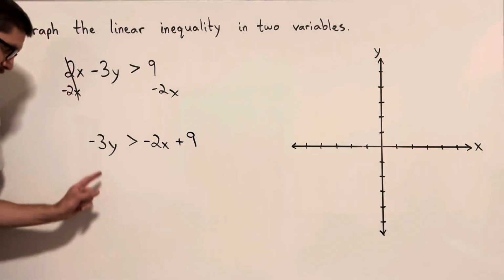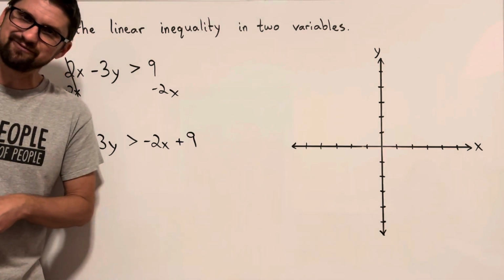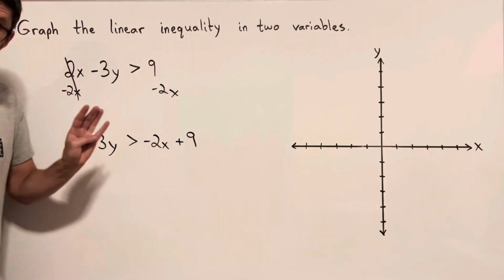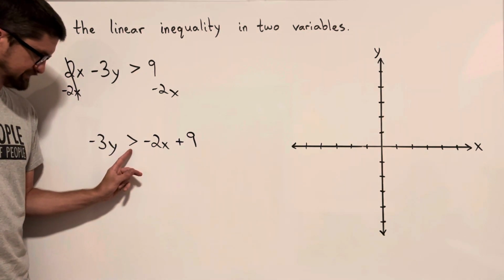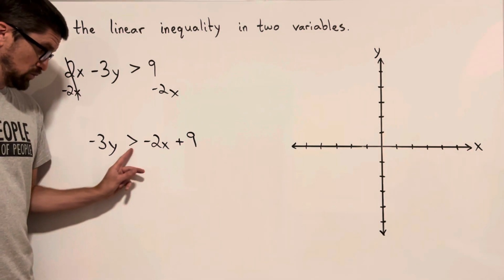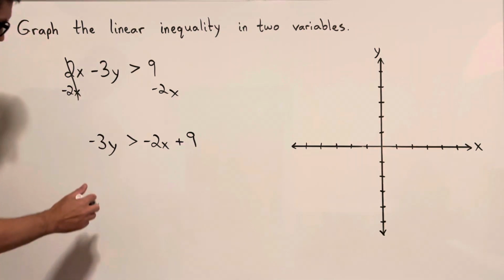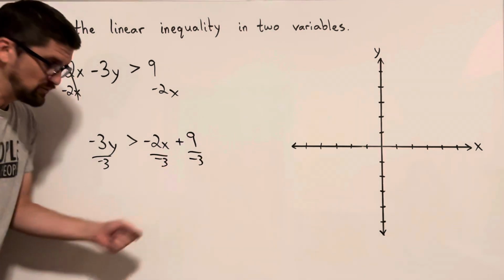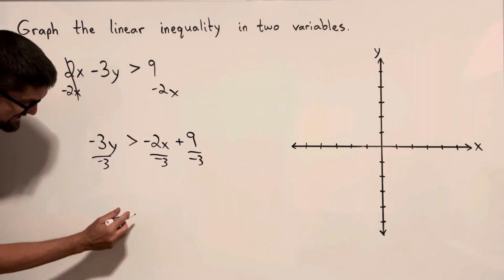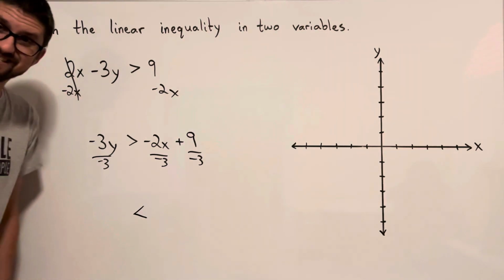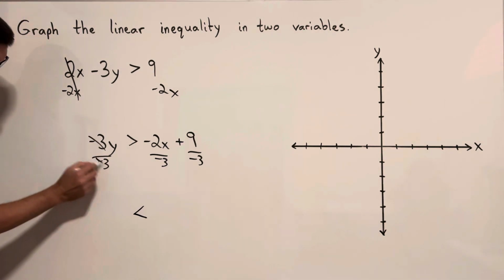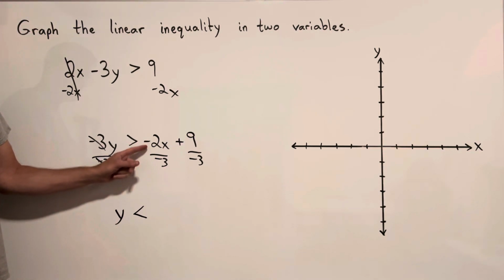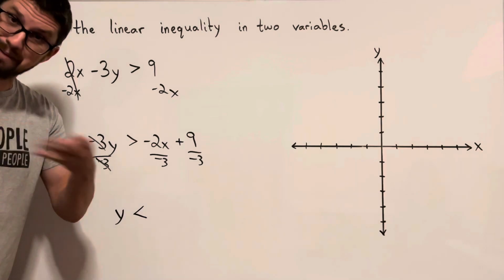Now I'm going to get rid of this multiply by negative 3 on the y here. I'm going to divide both sides by negative 3. Now when you divide both sides by a negative number, it's going to reverse the inequality around. So I'm going to divide both sides by negative 3. I'll split it up on the right, and that's going to reverse the sign to a less than. On the left, I'm just left with a y.